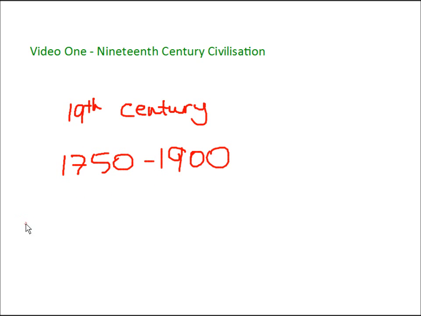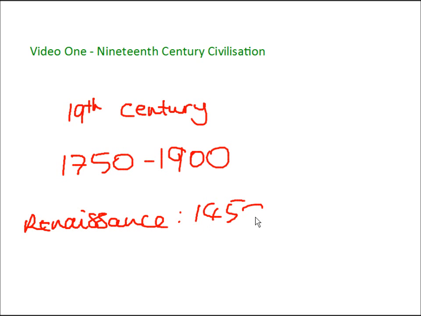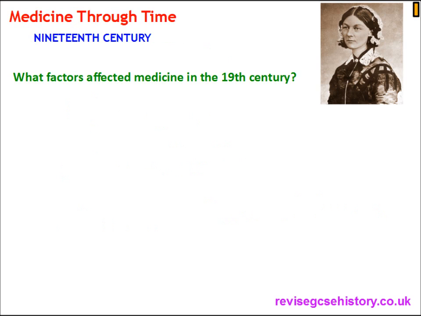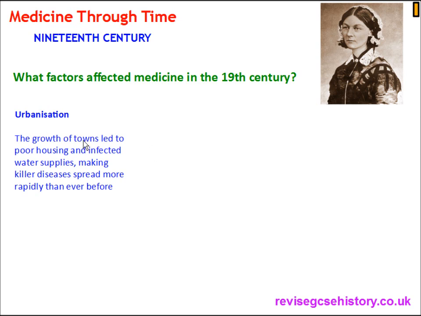This is because the Renaissance, if we remember back to a previous video, is roughly dated from 1450 to 1750. So in the topic of 19th century medicine, we've got this extra 50 years. So, what factors affected the development of 19th century medicine? Let's have a look. Urbanization.